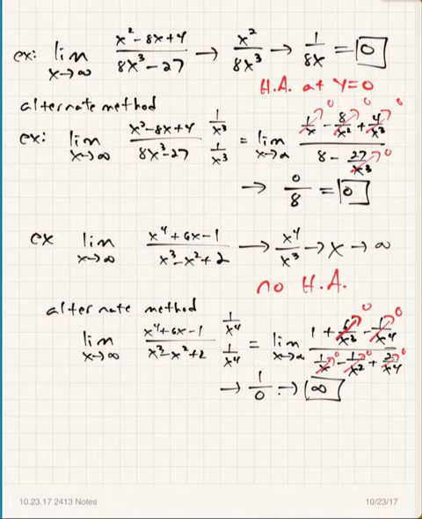And same answer that we got with the dominant term method. So no horizontal asymptote in this case. All right, so now in the next example, this dominant term method, maybe let's see how we can apply that here.